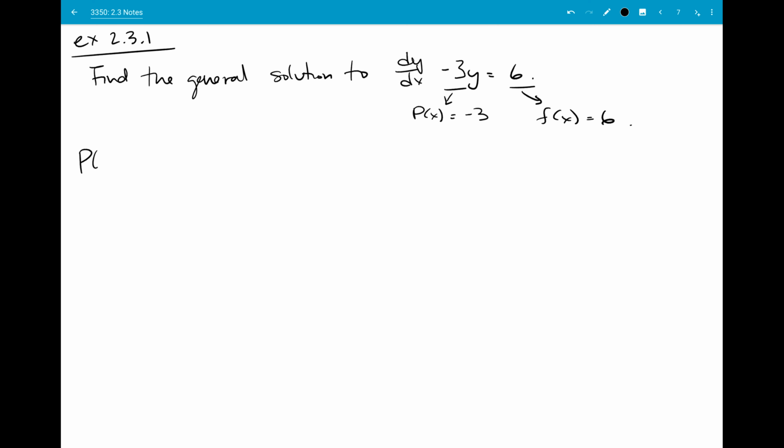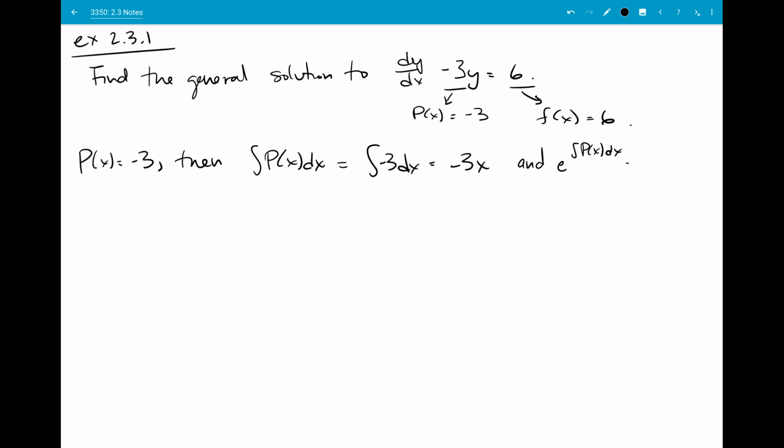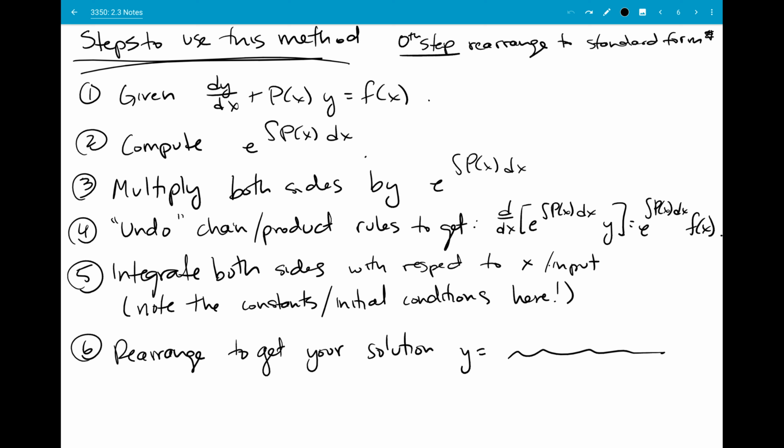So if p of x is equal to minus 3, then the integral of p of x dx is equal to the integral of minus 3 dx. So that's just minus 3x. And e to the integral of p of x dx is e to the minus 3x. So what I've done so far is I was given my differential equation in the right form, and I computed e to the integral p of x dx.